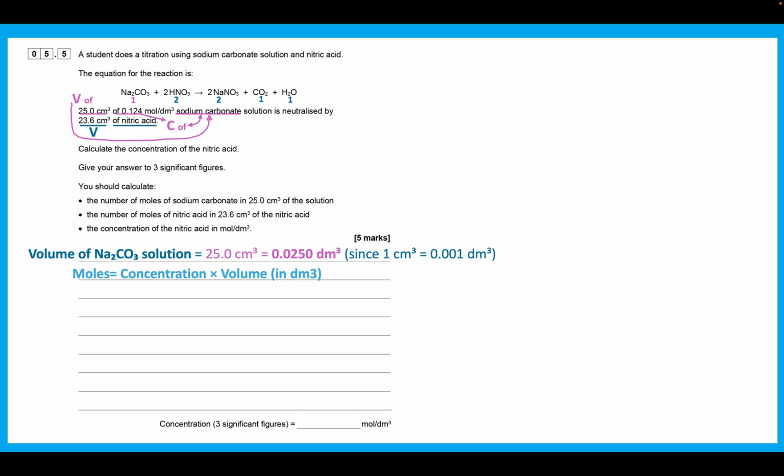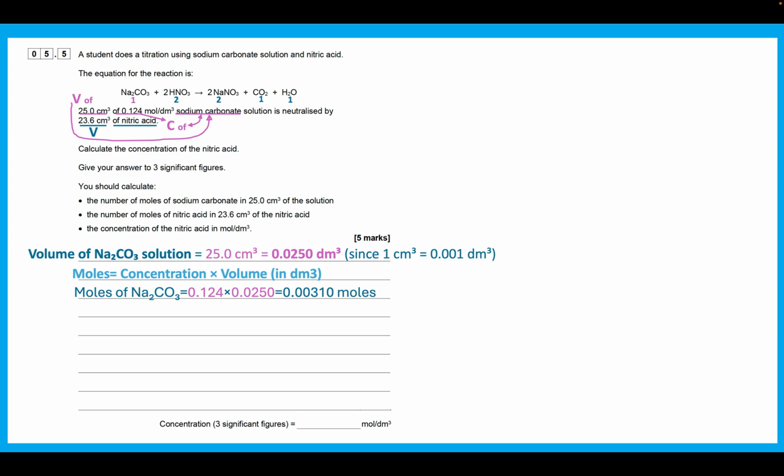Simply, we multiply the concentration of 0.124 times volume of 0.025, which equals 0.00310 moles. These are the moles used in the student's titration, not in the standard chemical reaction written above. But we can use the moles ratio from this chemical reaction.